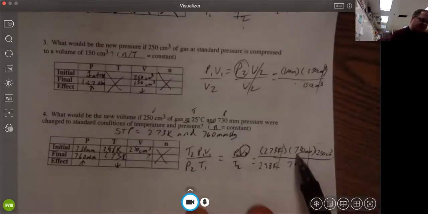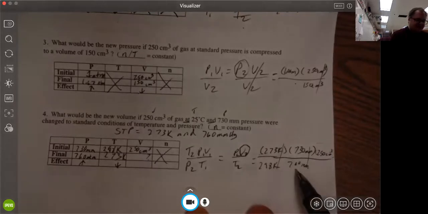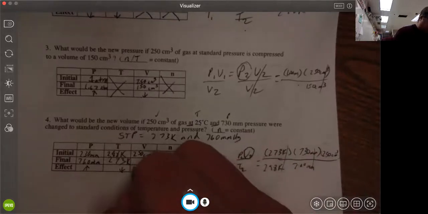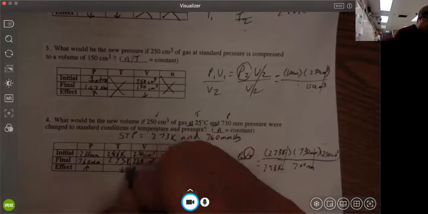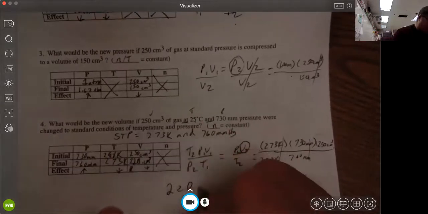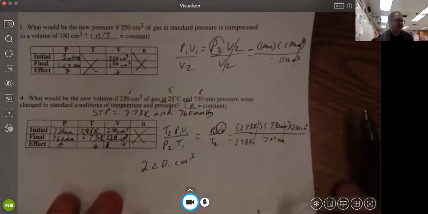273 times 730 times 250 divided by 298 divided by 760. It's about 219.9863. 219, actually about 220 centimeters cubed. And as I said, as temperature goes down, we expect the volume to go down. And as the pressure goes up, we expect the volume to go down as well. It's 220 centimeters cubed. That's how you use the combined gas law.